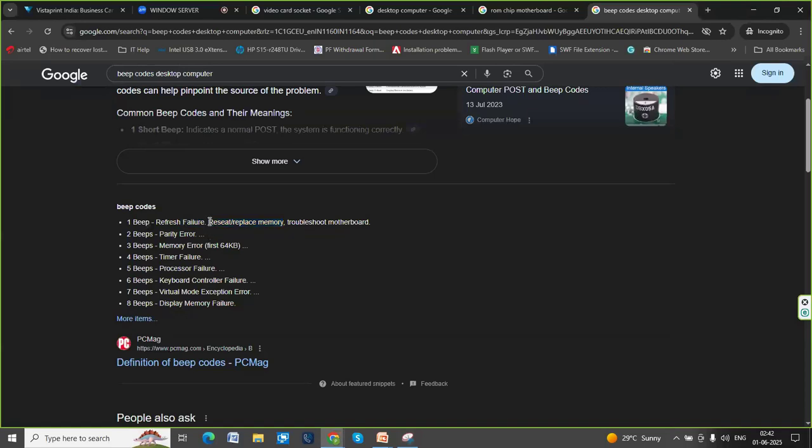Refresh failure, reset or replace memory. Either you need to remove and reconnect or replace the memory. That is the solution for one beep. Again, 3 beeps also says the same. Memory error.